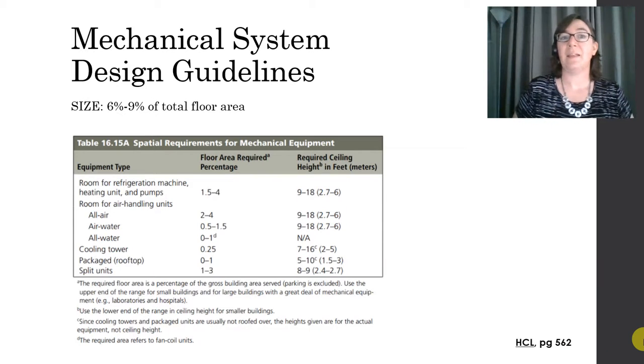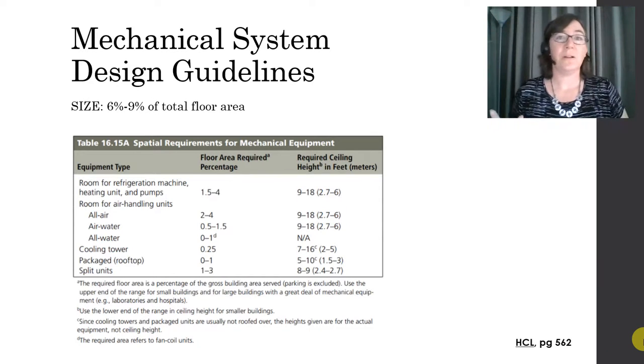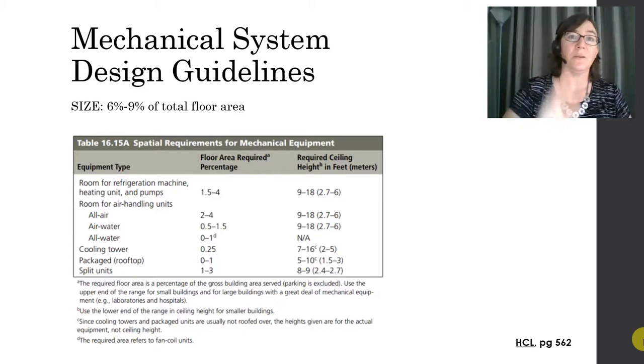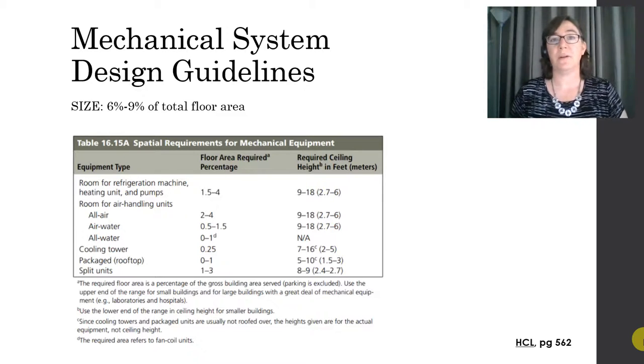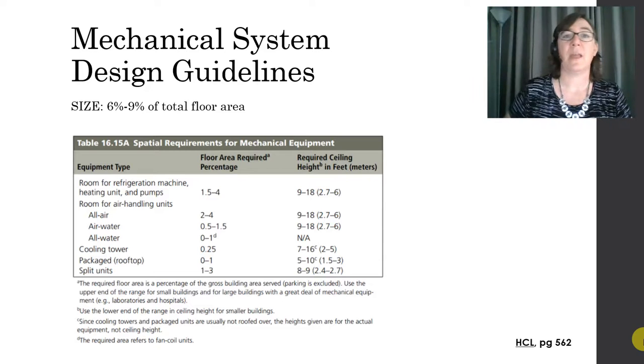Let's talk about size first. In general, and this is just a rule of thumb, all right, the mechanical system will take somewhere in the 6 to 9% range of the total floor area of the building. And your textbook gives you a little chart here of some of the sizes of this equipment. All right, and it's given in percent of the total floor area.